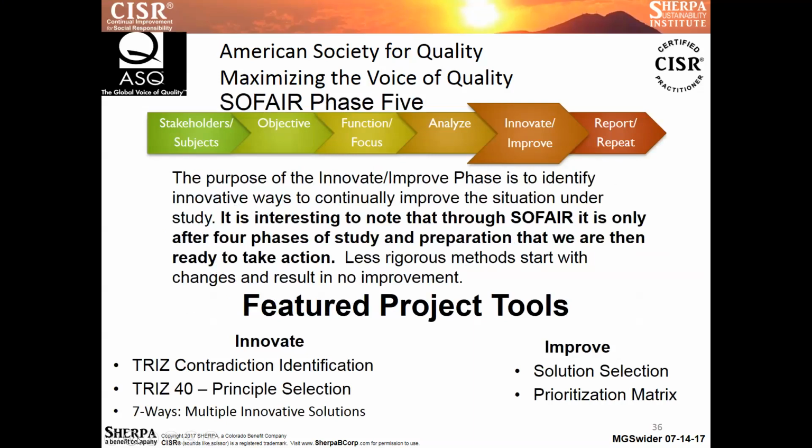Next to last, innovate and improve. This is one of my favorite phases, and I will show you why. The purpose of the innovate and improve phase, in this case, is to identify innovative ways to continually improve the situation under study. It is interesting to know that through SOFAIR, the methodology we're talking about today, it is only after 4 phases of study and preparation that we are ready to take action, ready to say, okay, we got some solutions, let's see how we can identify and put them into action.